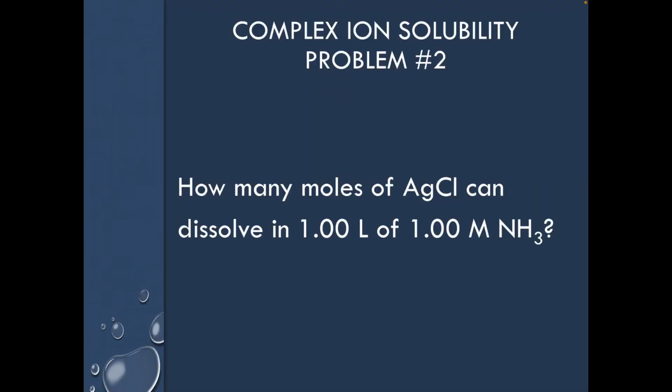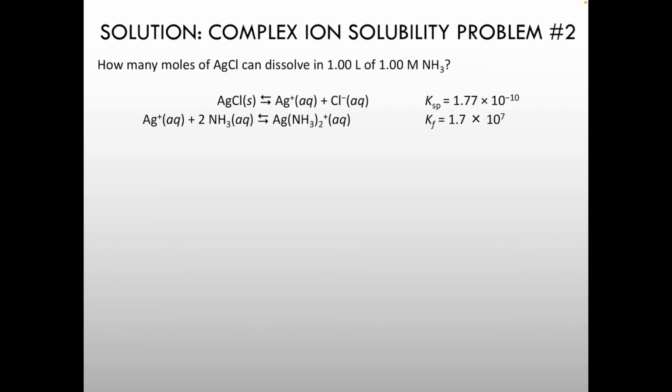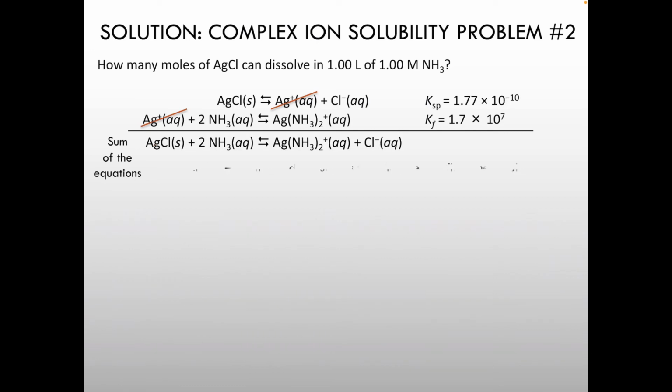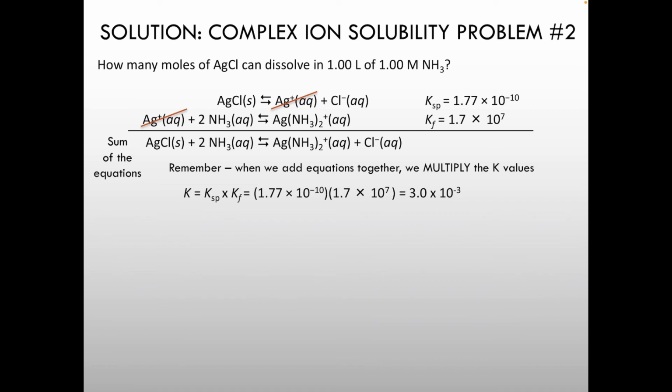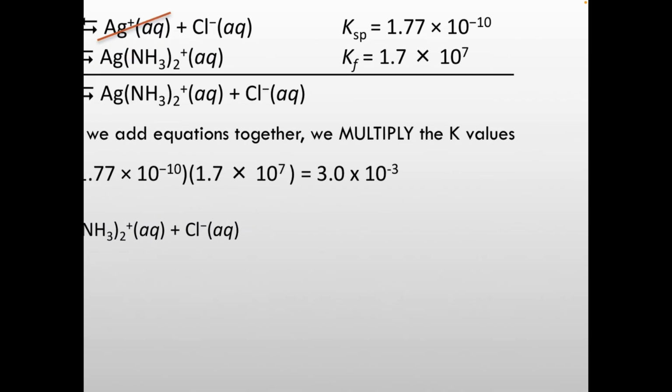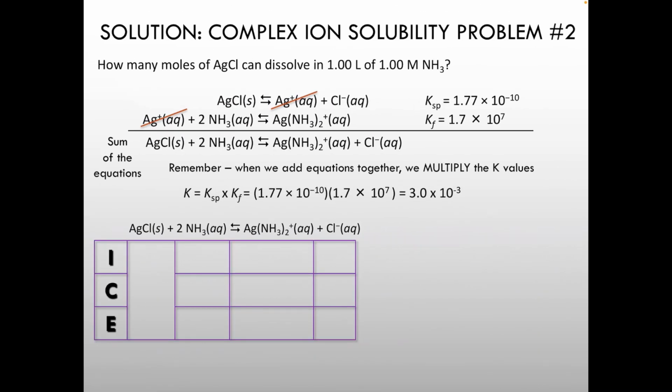All right, let's try another one. This says how many moles of silver chloride can dissolve in 1 liter of 1 molar ammonia. So this is related to our last problem, okay? In the previous problem, we had 10 molar ammonia instead of 1 molar ammonia, but we'd work through this all the same way, right? We'd still add together our reactions, and these were the same ones we were just working with, okay? And remember, when we add together our reactions, we're going to multiply our K values, and then we can go ahead and make our ice table, okay?